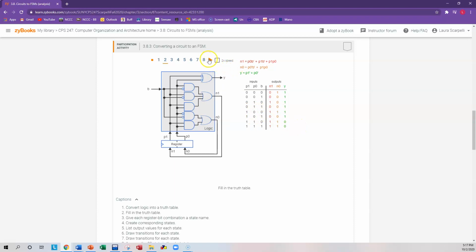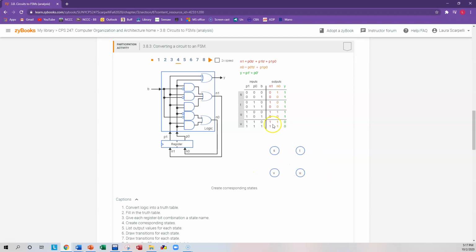Okay, next step is to create the state table. So look at your states. You know you have 4 of them: 0 0, 0 1, 1 0, 1 1. So go ahead and draw those. Now they're going to give them names S, T, U, and V. So when you draw them, they'll use that naming convention for them.